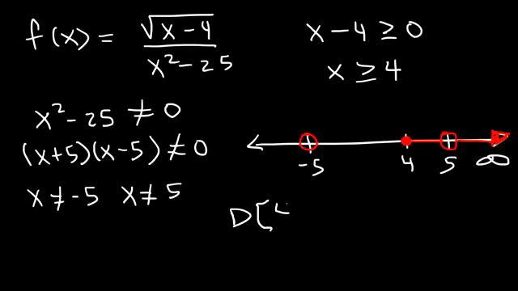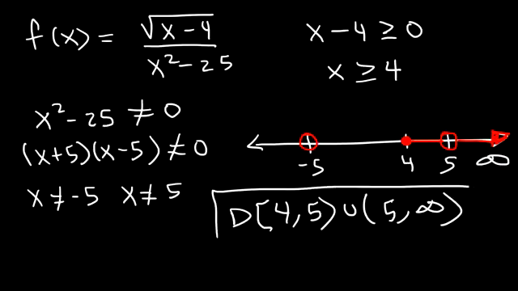We're going to start with 4 using brackets and stop at 5 using parentheses, since it does not include 5. And then union, for the second part, is going to go from 5 to infinity. So that's how you can represent the answer using interval notation.